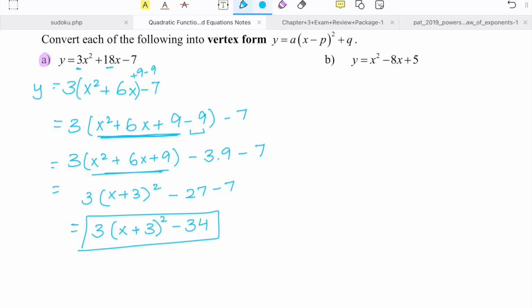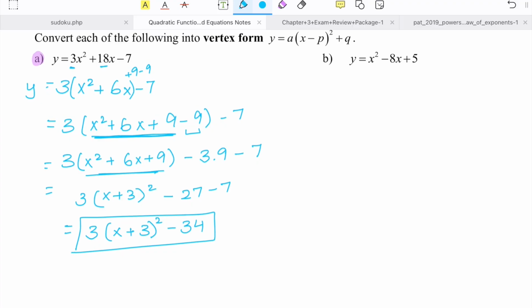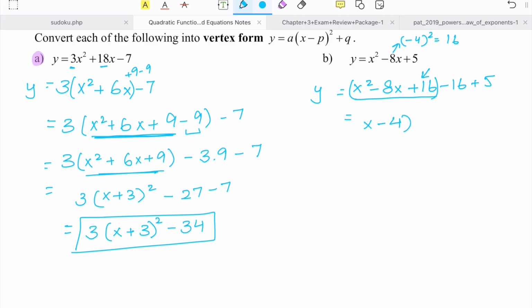For the next one, because the leading coefficient is 1, you'll just have to find what your value of c would be. So you divide this by 2, you get negative 4, whole squared is 16. So you do x squared minus 8x plus 16 minus 16 plus 5. This is a perfect square. Minus 16 plus 5 is negative 11. The factored form of this would be (x minus 4) squared minus 11, and that's your answer.